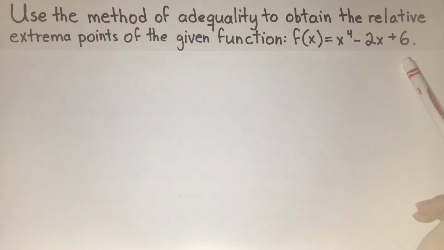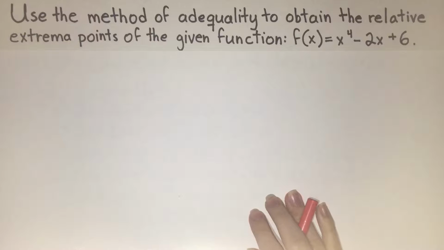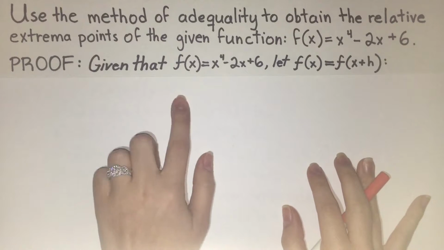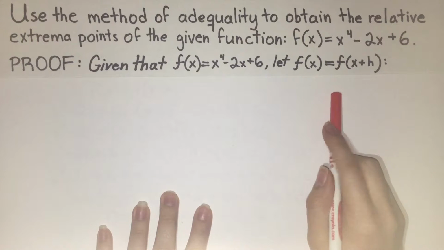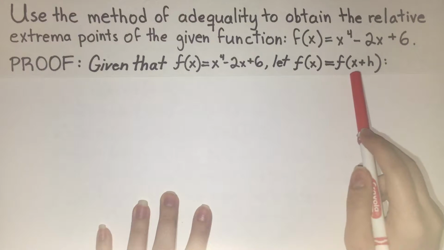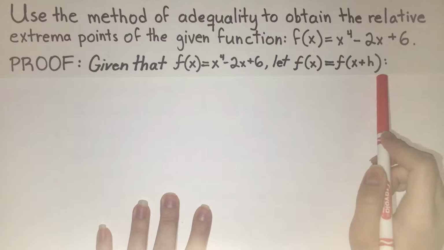The problem is to use the method of adequality to obtain the relative extrema points of a given function. In this case, the function is f of x equals x to the fourth minus 2x plus 6. The method of adequality basically says that given a function, you let f of x equal f of x plus h.